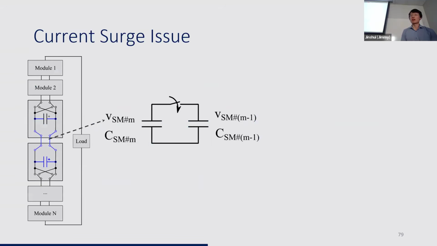This is what's happening when we put modules in parallel. We're basically connecting two capacitors through nothing but two transistors, which gives us almost no impedance. So if they have different voltages, even just a tiny difference, there will be a huge current.